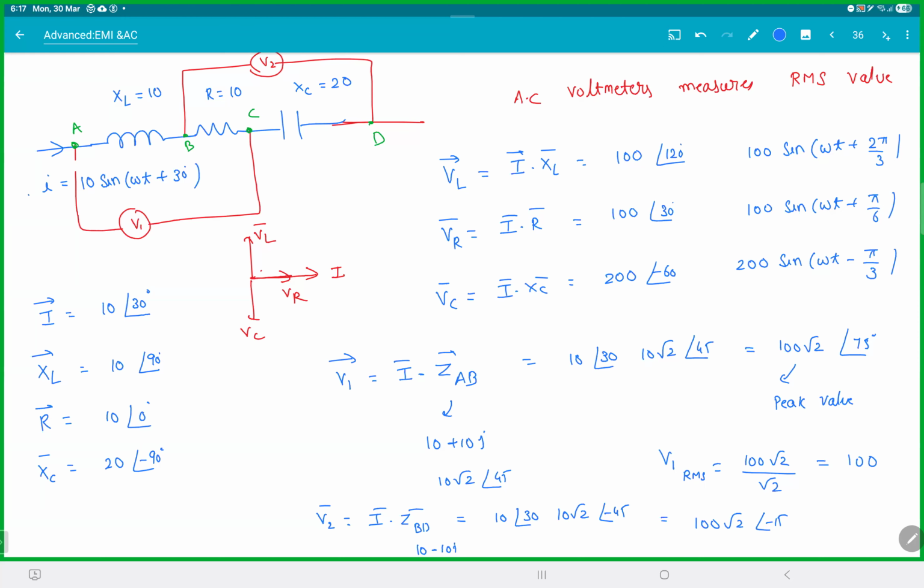Clear with this? Clear with the idea here? I hope you're getting how to convert things into phasors. So let's see one more.